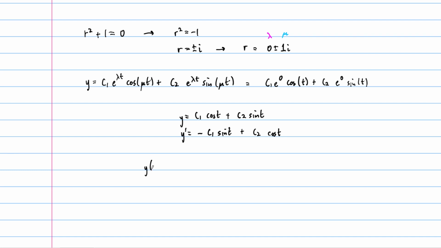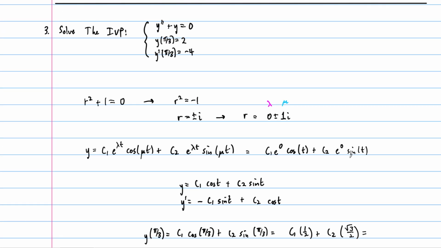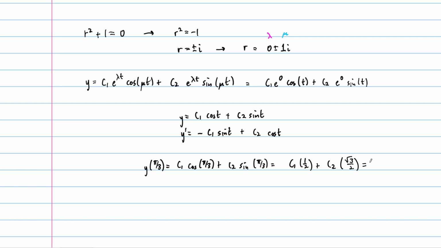So our initial data was y of pi over 3. On one hand, that's equal to c1 cosine of pi over 3 plus c2 sine of pi over 3. And of course, we know what these values are, right? Cosine of pi over 3 is a half, and sine of pi over 3 is root 3 over 2. So this will be c1 times a half plus c2 times root 3 over 2. And this is supposed to be, by the initial data, equal to 2.